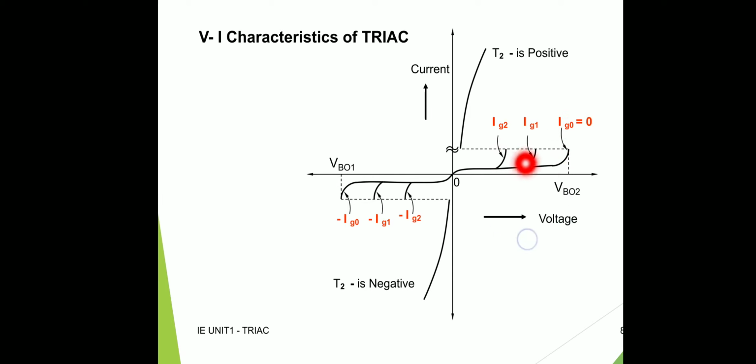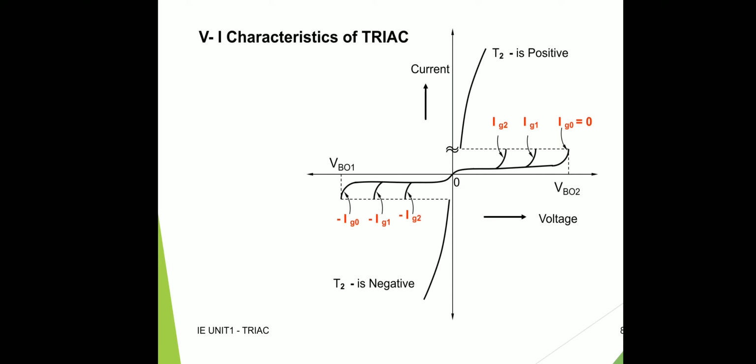And if you see this, IG0 is 0 and IG1, IG2 are gate current 1 and gate current 2. When the gate current is applied, the breakover voltage reduces. That is the reason the voltage at which the device turns on depends on the applied gate current.